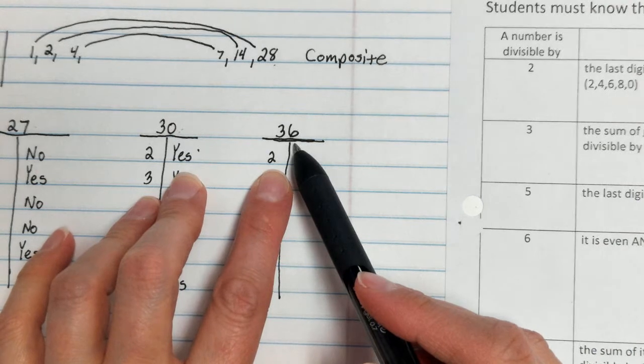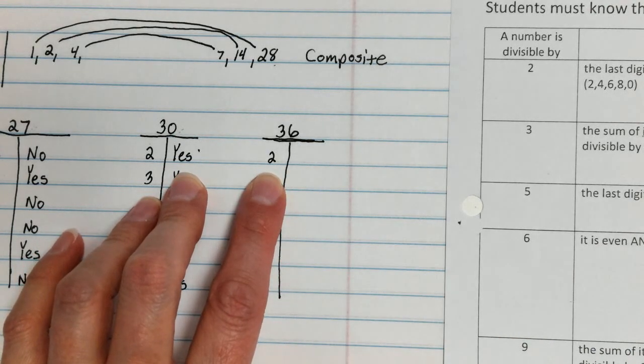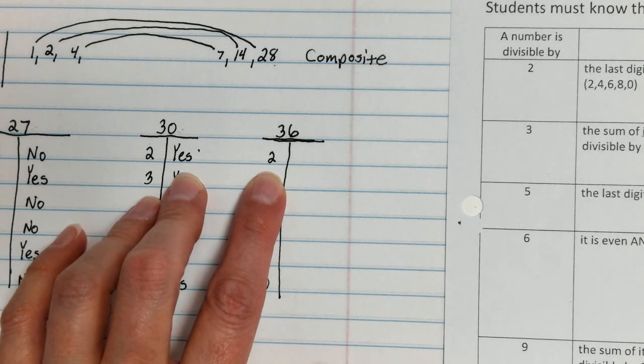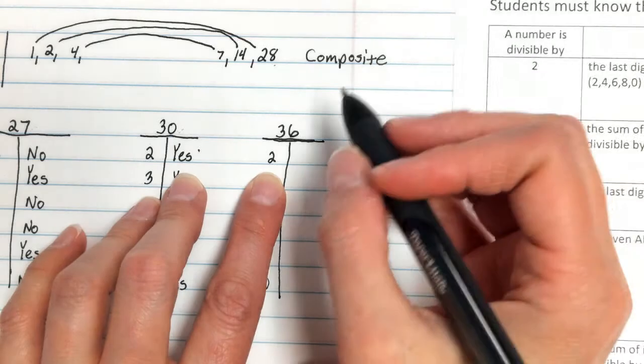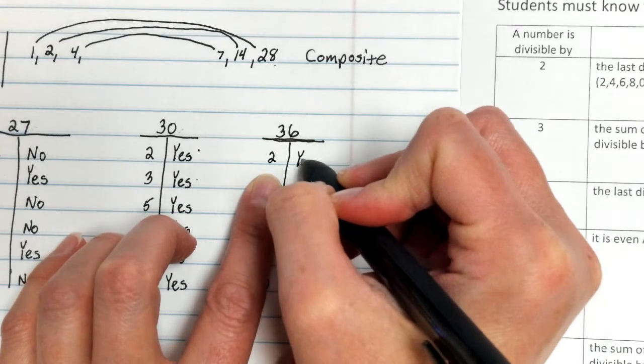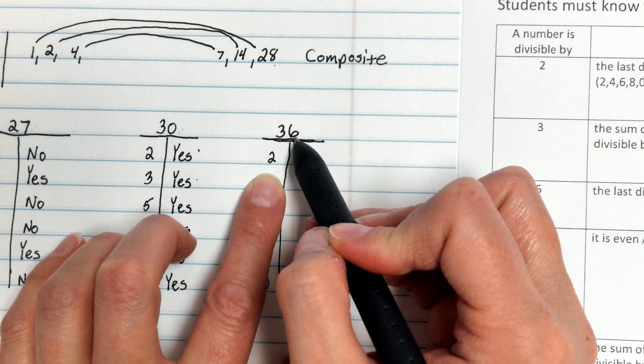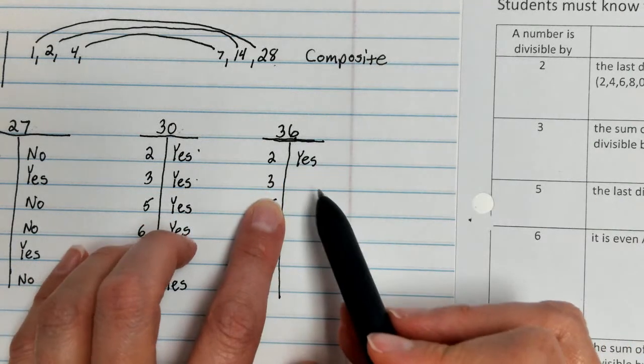Is 36, is 2 a factor of 36? Is 36 divisible by 2? Think about it. Is this an even number? And show me. Yes, it is. Remember, now look at this digit: 2, 4, 6, 8, or 0.